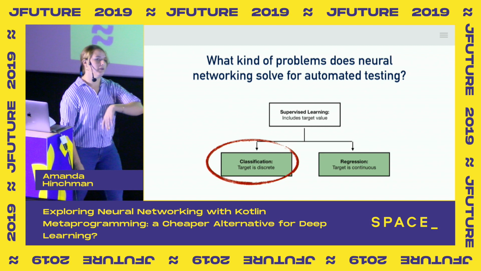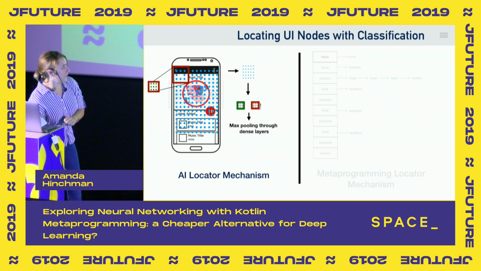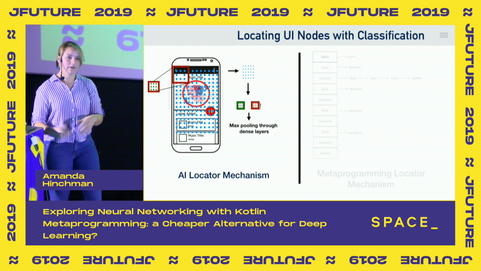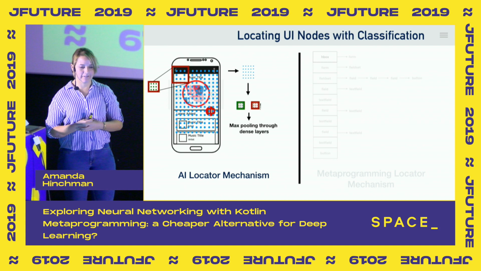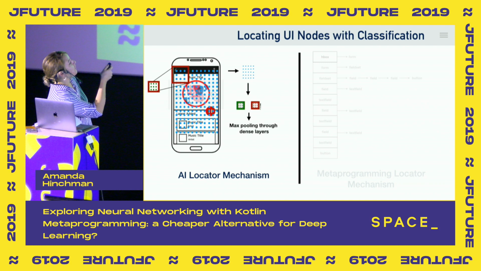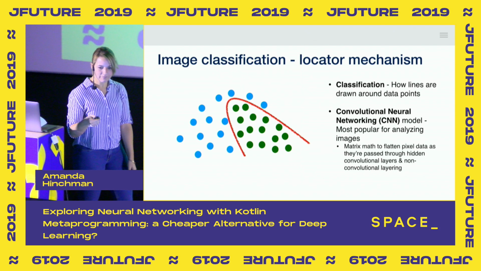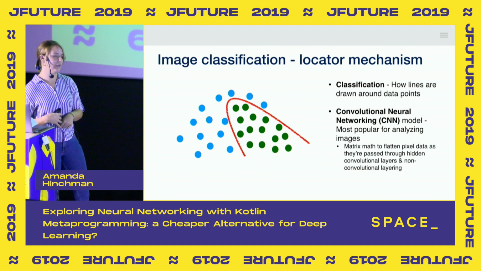What classification means is neural networking's ability to draw lines around dots in order to separate and group them into clusters. The kind of problem that classification would definitely fit for automated testing would be locating UI nodes. There's an incredibly popular neural networking model used to classify. It's actually white box testing, and the intention is that you would use your classification neural networking to recognize certain nodes. It's called convolutional neural networking, and like I said, it's one of the most popular models for recognizing these elements.